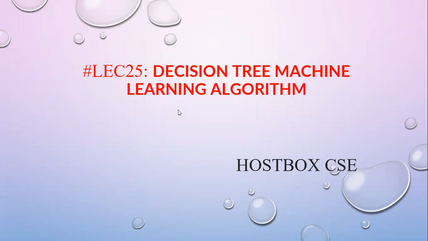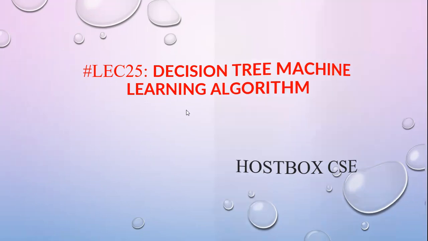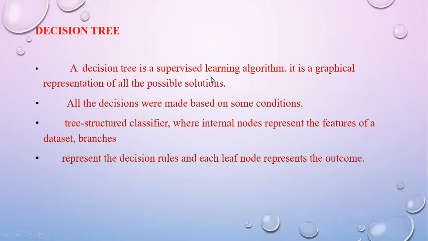So we go for the decision tree machine learning algorithm. It's one of the important algorithms, always used to solve both regression and classification problems. A decision tree is a supervised learning algorithm. Moreover, it is a graphical representation of all the possible solutions. All the decisions are made based on some conditions, and it represents the decision rules, and each leaf node represents the outcome.